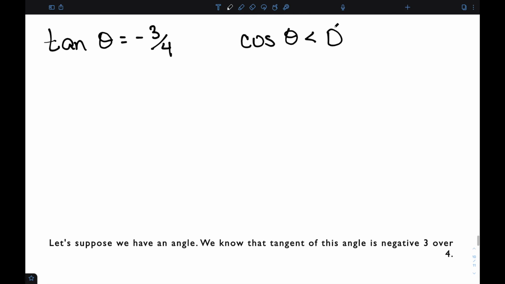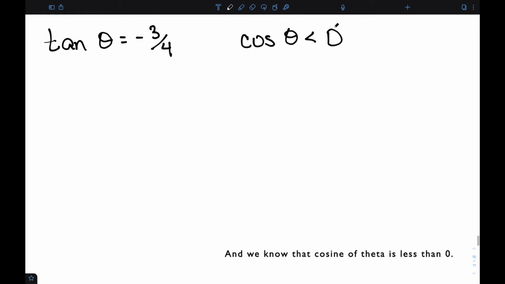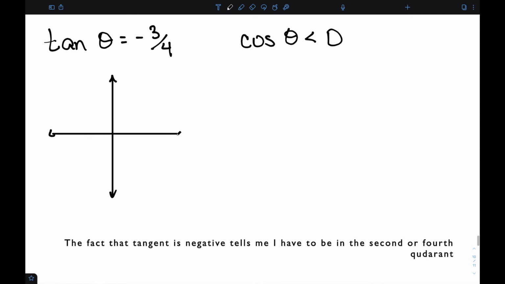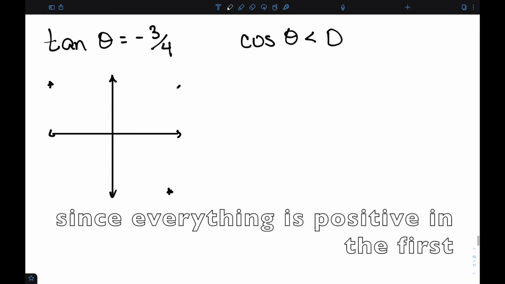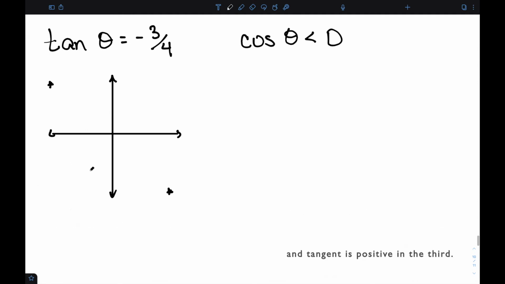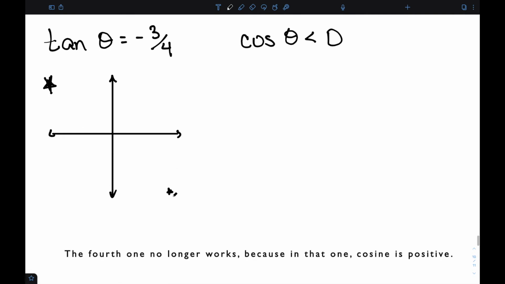Let's suppose we have an angle. We know that tangent of this angle is negative 3/4. And we know that cosine of theta is less than 0. So if I draw a very quick picture of this, the fact that tangent is negative tells me I have to be in either the second or fourth quadrant, since everything is positive in the first, and tangent is positive in the third. The fact that cosine is less than 0 tells me I'm actually in my second quadrant. The fourth one no longer works because in that one, cosine is positive.